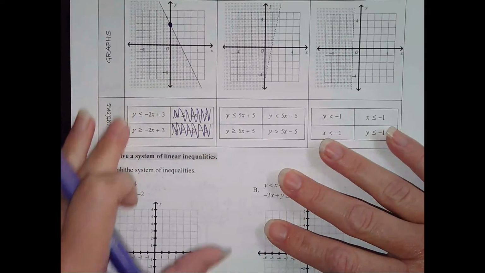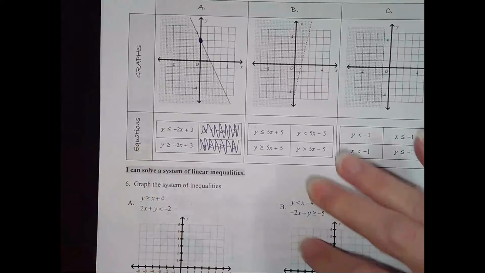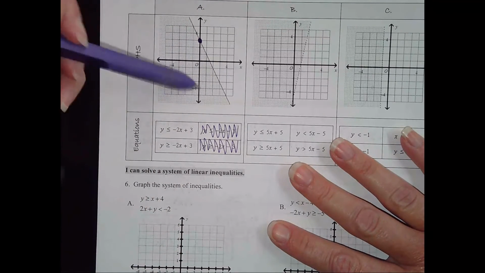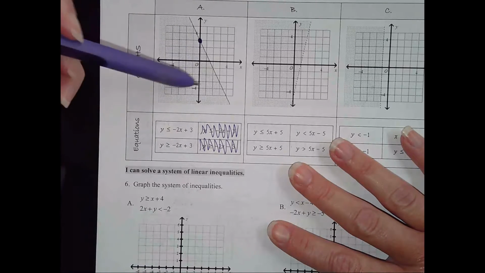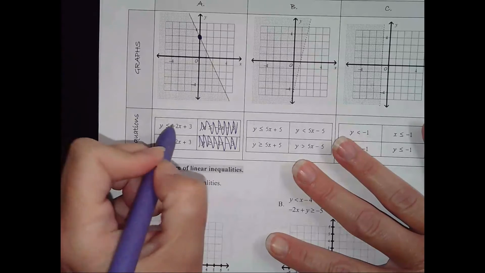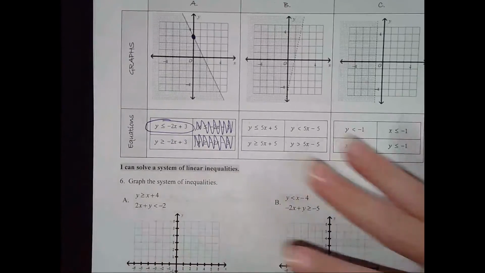We've eliminated those two. You can either flip a coin, or do you see how all of it's shaded below the y-intercept? It's below. Below means less than. This is your less than sign, so that's your correct answer.